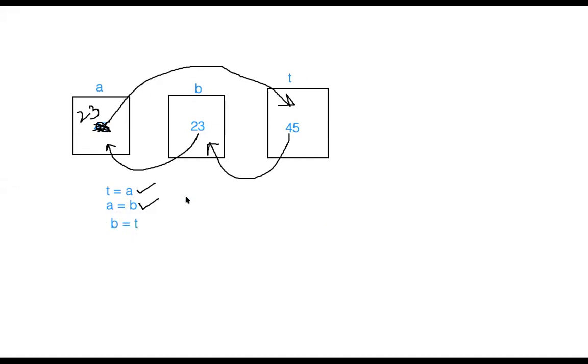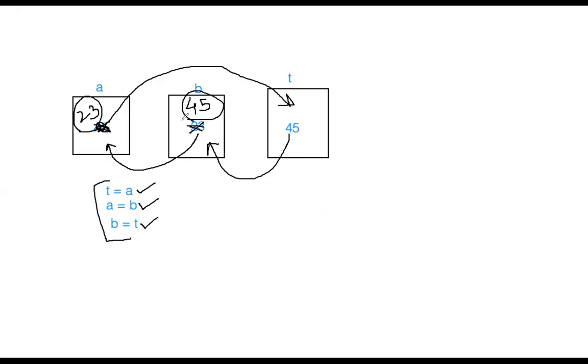When I make B equal to T, the content of T gets copied into B, and the 23 gets overwritten by the new data, 45. I have executed this. So after executing these three statements, now A is 23 and B is 45. Before this, A is 45 and B is 23. After executing the three statements, A is 23, B is 45.